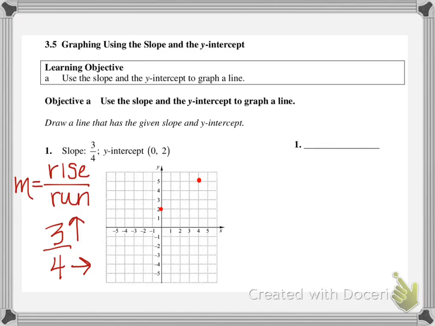That's going to put me right here. So again, I went up 3 from my point, and I went right 4. And that gives me another point on my line, and then I can draw my line and put my arrows on the end. And there's my line. So I didn't have to do any work. I just used the information that I was given. I plotted my point, and then I used my slope to find another point on the line.